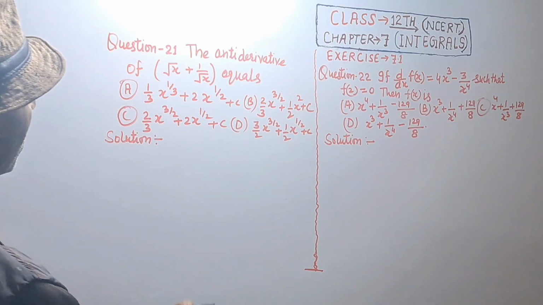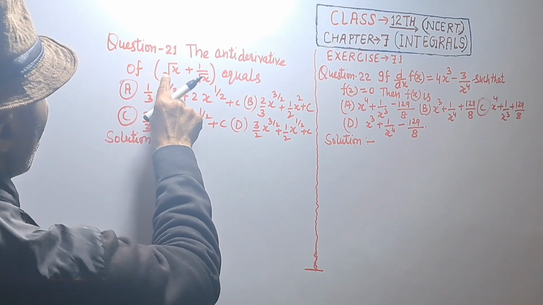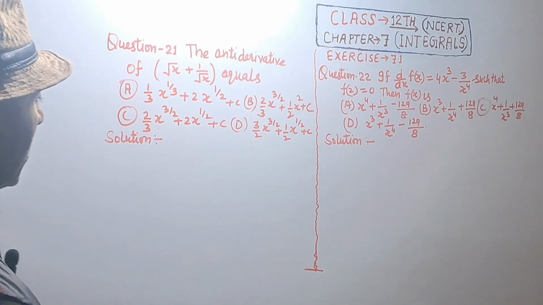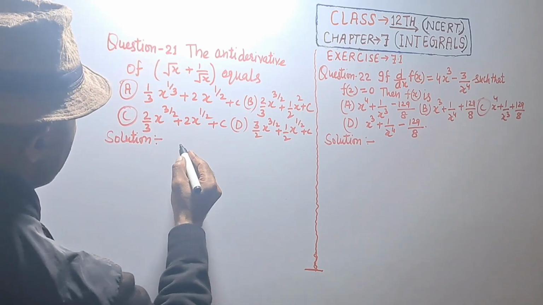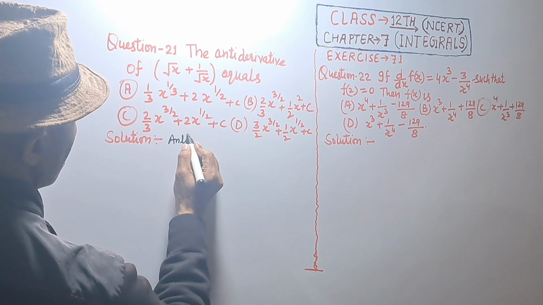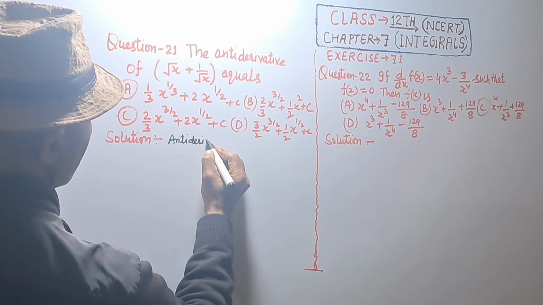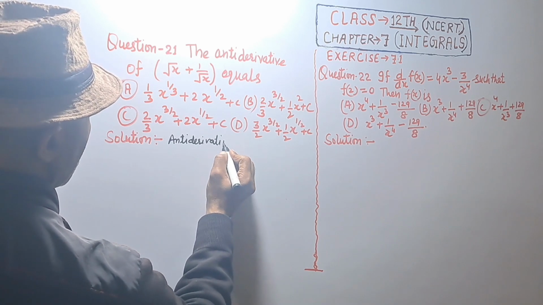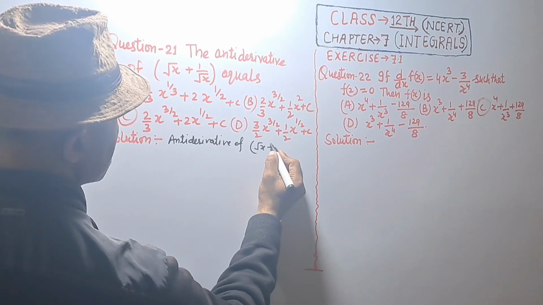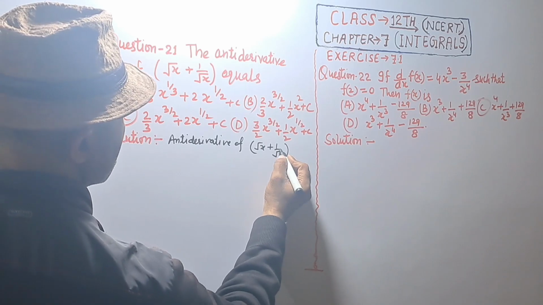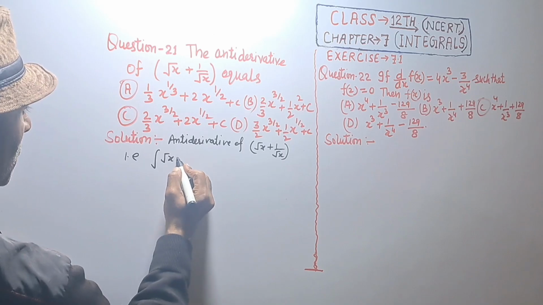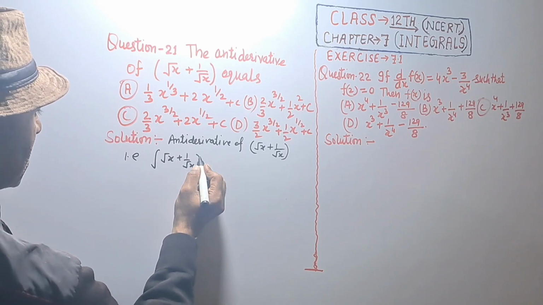Question number 21. The antiderivative of root x plus 1 upon root x equals. Antiderivative means integration. Antiderivative of root x plus 1 upon under root x, that is integration of root x plus 1 upon root x dx.